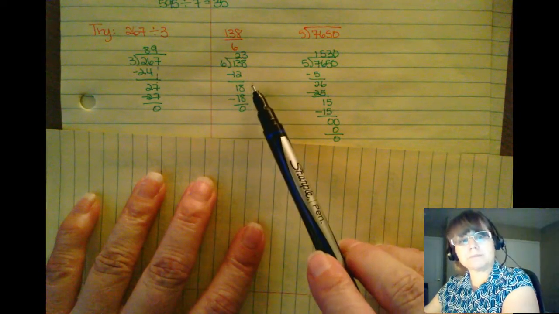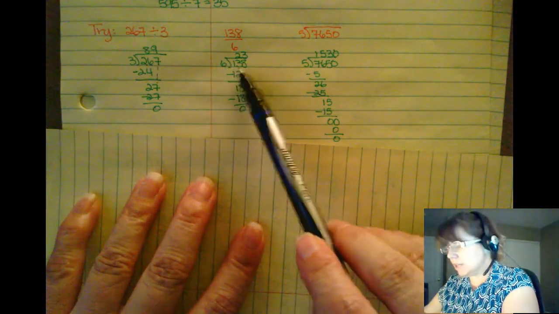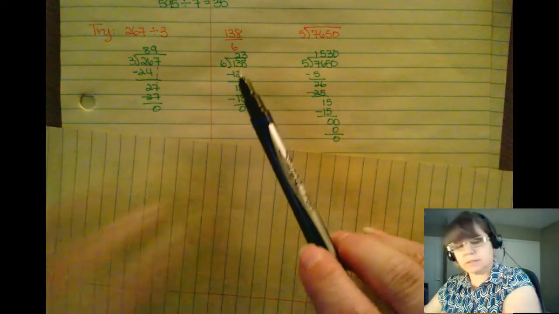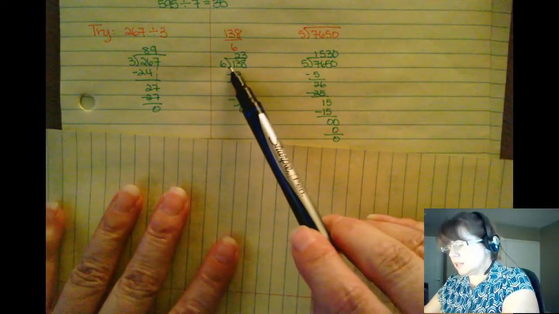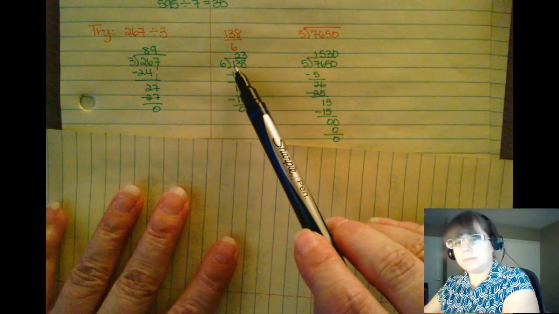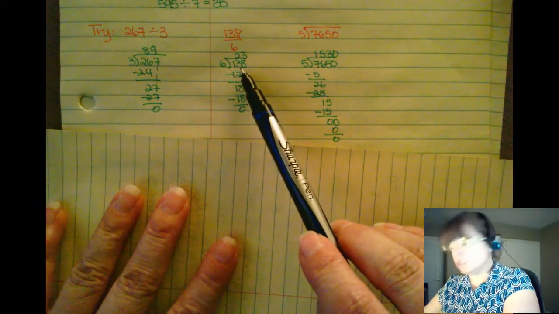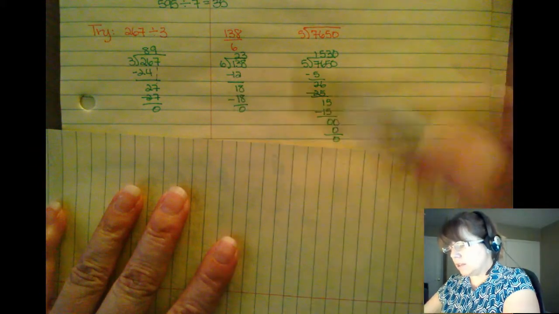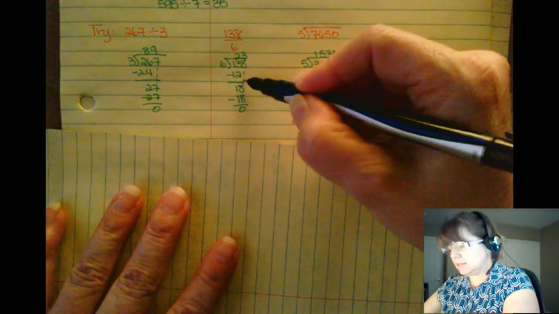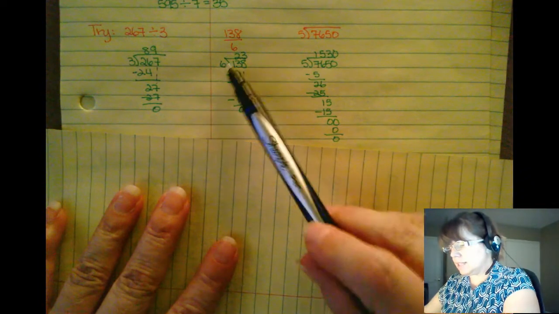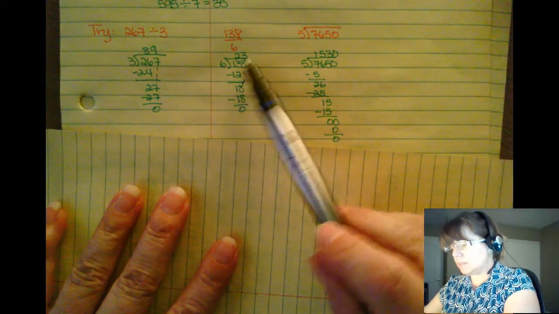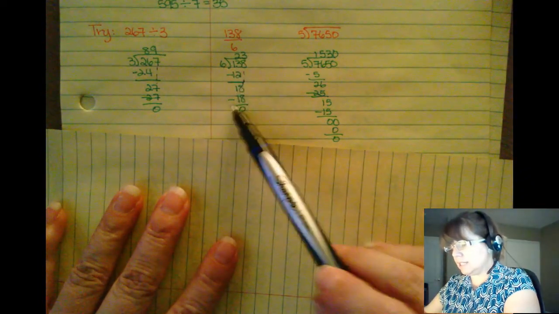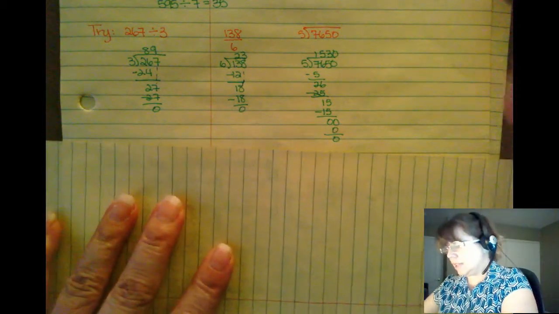Let's try one more. 6 into 138. 6 goes into 1, nope. 6 goes into 13 twice, so that's 12. 13 minus 12 is 1. Bring down the 8. 6 goes into 18 3 times. 6 times 3 is 18. Subtract, we're left with 0. Okay. Now let's try one more.